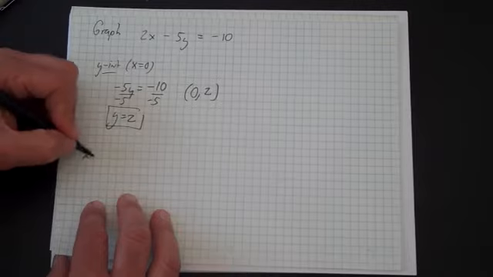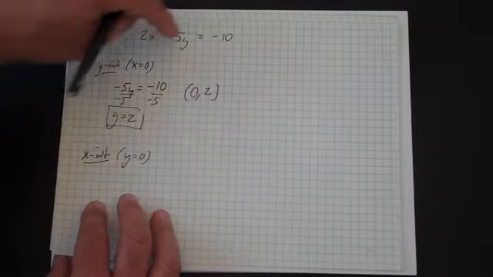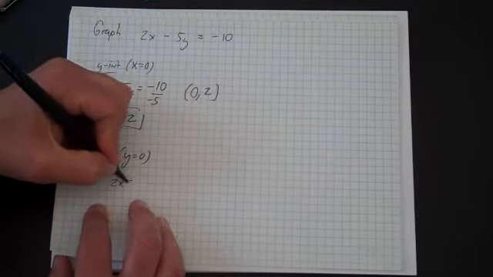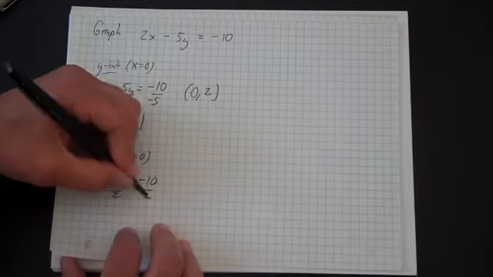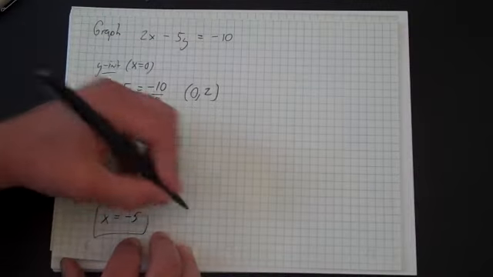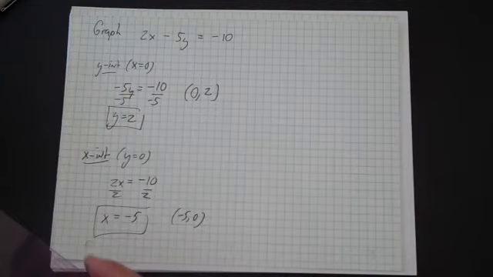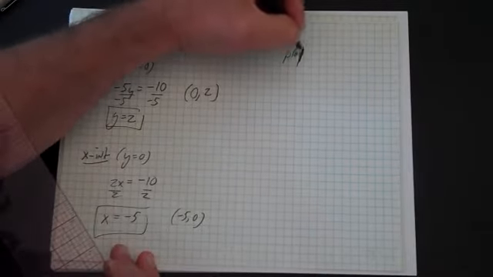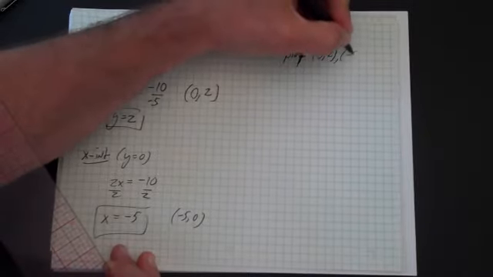Let's find the x-intercept. At the x-intercept, y is equal to 0. Now if you plug a 0 in there, minus 5 times 0 is 0, so you get simply 2x is equal to minus 10. Divide by 2 and divide by 2, and you get x is equal to minus 5. So it's (minus 5, 0). Now you simply plot these two points: (0, 2) and (minus 5, 0).